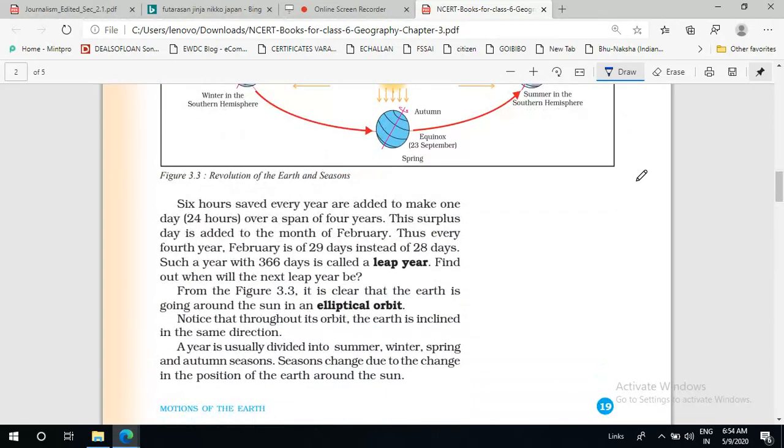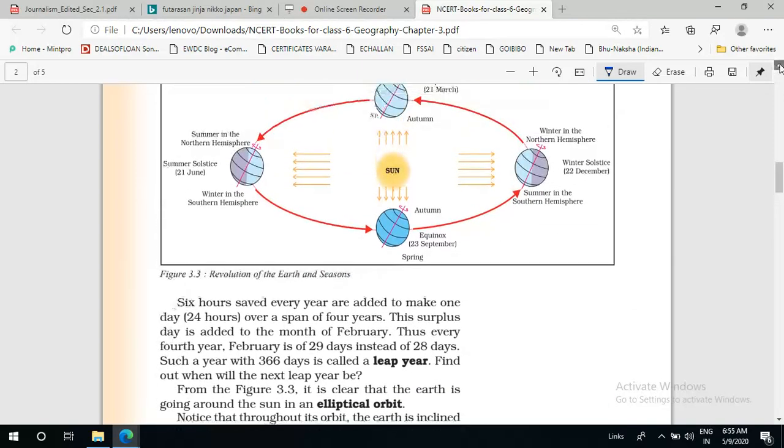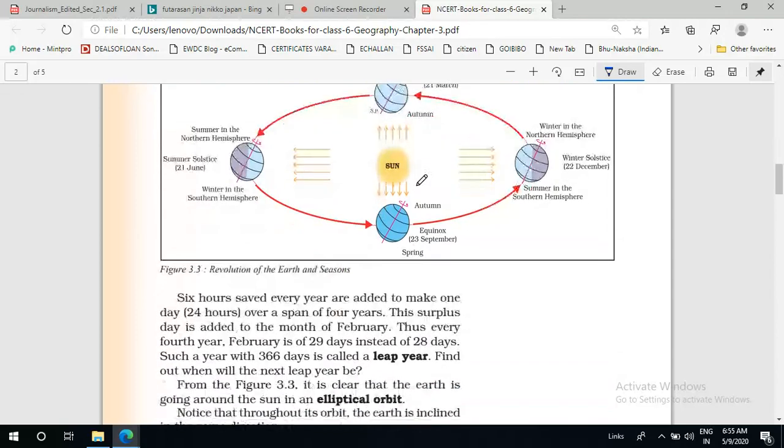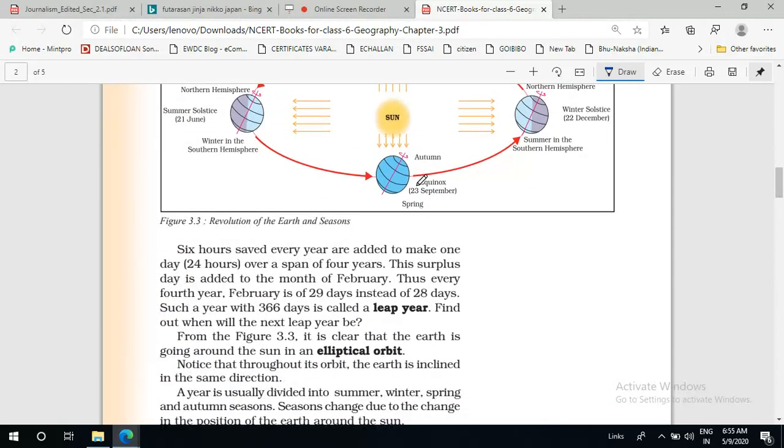Okay, so you can see here, the second motion of the earth around the sun in its orbit is called revolution. It takes 365 days to revolve around the sun. We consider a year as consisting of 365 days only and ignore 6 hours for the sake of convenience. We ignore 6 hours only because of our convenience. 6 hours saved every year are added to make one day over a span of 4 years.